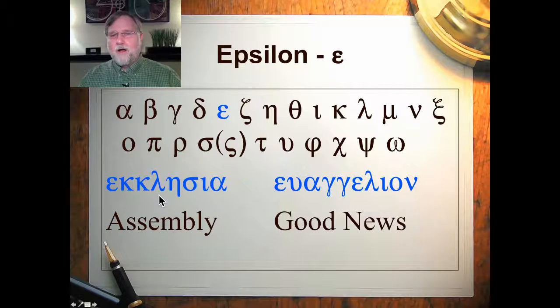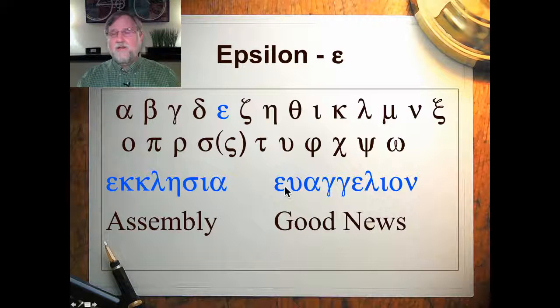Now, we want to call it church. That's where we get the word ecclesiastical from today. But it really means assembly or congregation. So when we talk about the church, we're not talking about the building. We're talking about the assembly of God's people. So the word is ecclesia. But this time through the video, concentrate on that epsilon or E.